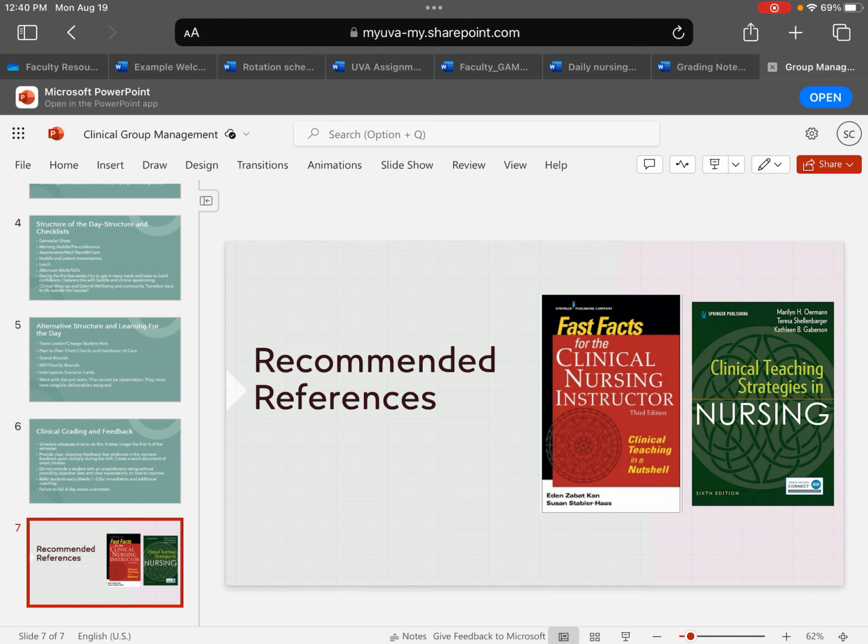Even if you have an older edition, like the 3rd, 4th, or 5th, still a really great resource with lots of guidance on how to implement an evidence-based, inclusive clinical learning environment.